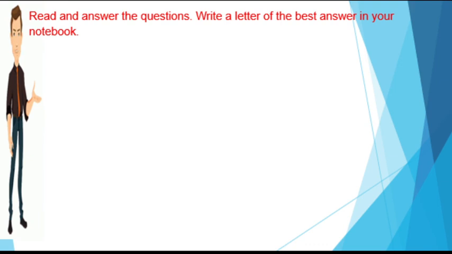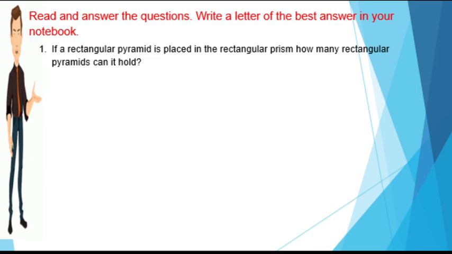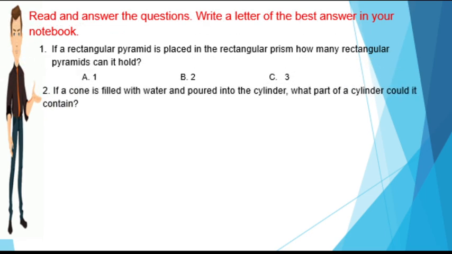And for set B, read and answer the question. Write the letter of the best answer in your notebook also. So you have, if a rectangular prism or pyramid is placed in a rectangular prism, how many rectangular pyramids can it hold? So you have A is 1, B is 2, C is 3. If a cone is filled with water and poured into the cylinder, what part of a cylinder could it contain? Is it 1/3, 1/2, 1/4?